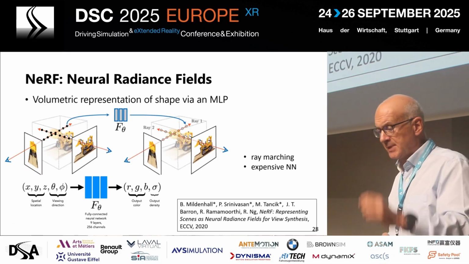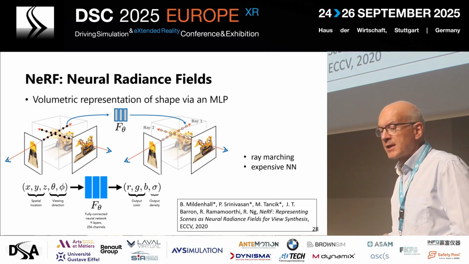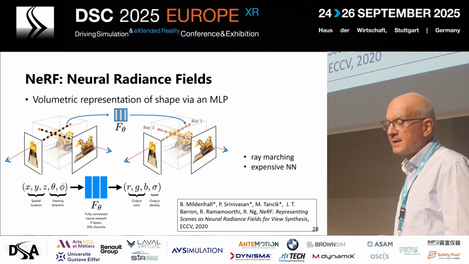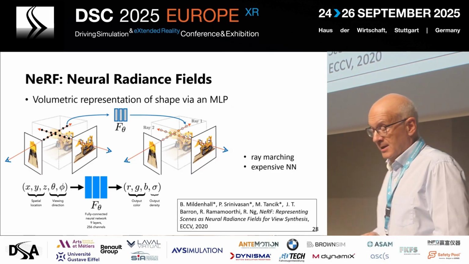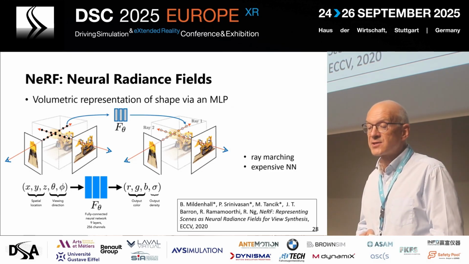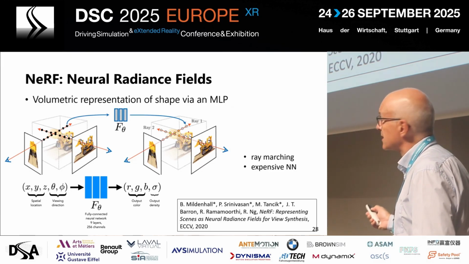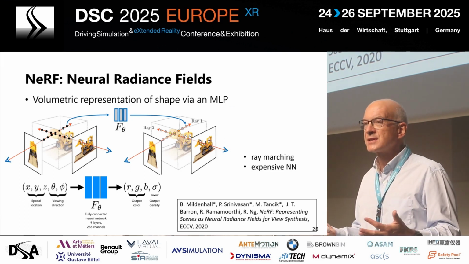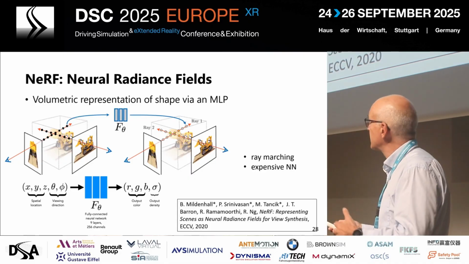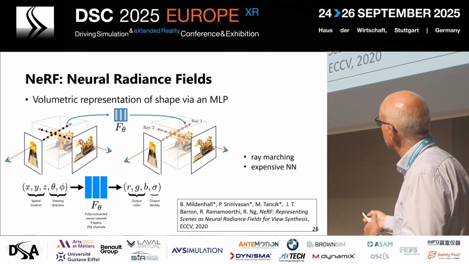So thankfully, colleagues at Berkeley and Google developed in 2019, 2020, what is now a monumental contribution, neural radiance fields, or NeRFs. The key idea here was a volumetric representation of shape. So instead of having surfaces and meshes, they said, we can just represent shape as a density, which will be predicted by a neural network.